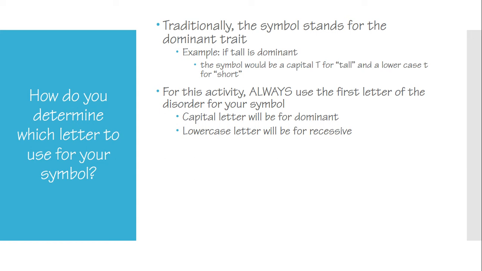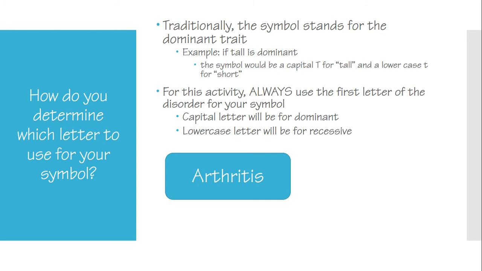But for this activity, I want you guys to always use the first letter of the disorder. So capital letter will be denoting a dominant trait, and a lowercase letter will denote the recessive. And so it doesn't matter if the disease is dominant or recessive, just use the same letter. So for example, arthritis. The letters I would use would be capital A and lowercase a. Capital A would denote dominant and lowercase a would denote recessive.